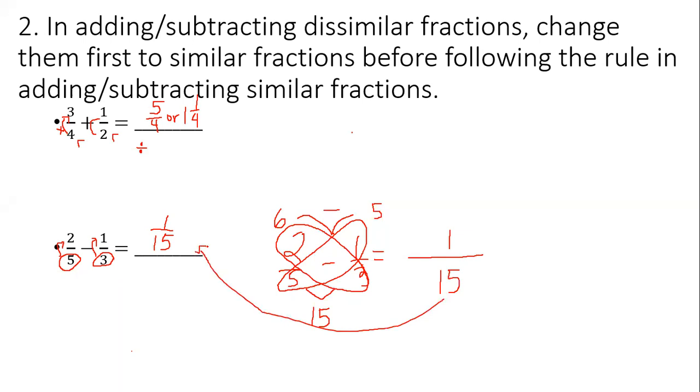Now, yan po yung kagandahan kapag yung denominators mo po ay relatively prime. Wala po silang common factor. However, paano naman po pag merong common factor? Just like our first example. 3/4 plus 1/2. Again, butterfly method is our choice. So we multiply. That will give us 6.